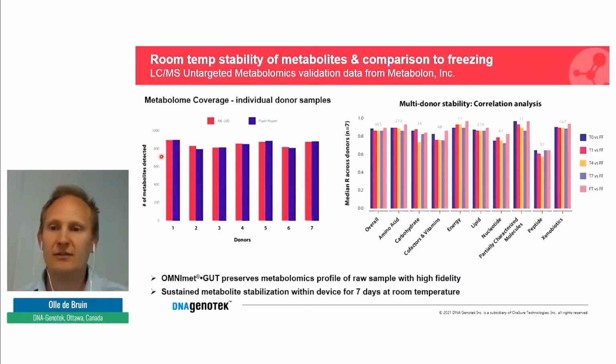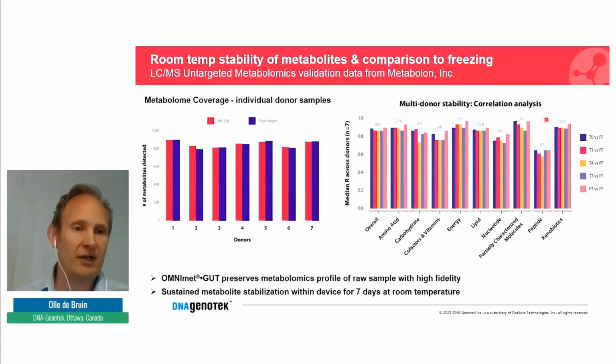We see that for the red and the blue, the OMNImet and the flash freezing, the number of metabolites detected for both collection methods was very, very similar for all 7 donors, indicating that the OMNImet.GUT device performs similarly to flash freezing in the number of metabolites that can be detected. So we don't introduce any bias into the sample, and we maintain the richness of the metabolites in the sample.